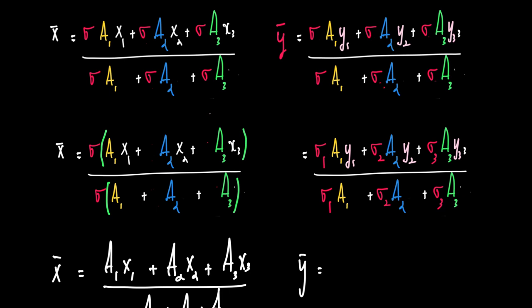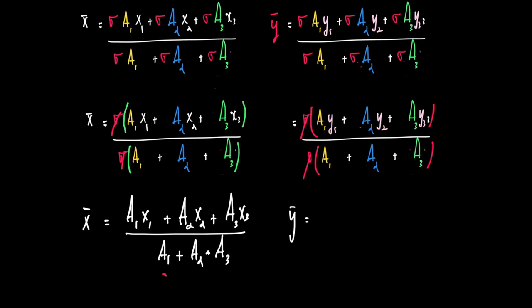Okay, wait, there is a minor mistake here. The mistake is that these terms should not be having sigma, right? Sorry for the minor algebraic error here. This should be sigma instead of sigma 1. Okay. Now, what is sigma by sigma? It is 1. Therefore, x bar is equal to a1 x1 plus a2 x2 plus a3 x3 by a1 plus a2 plus a3.